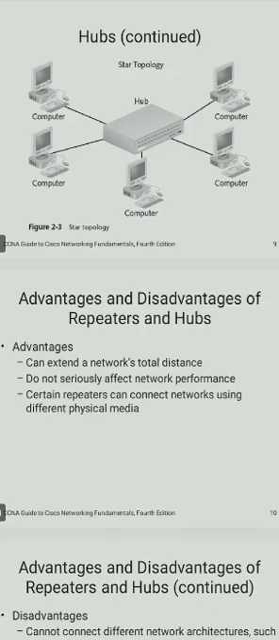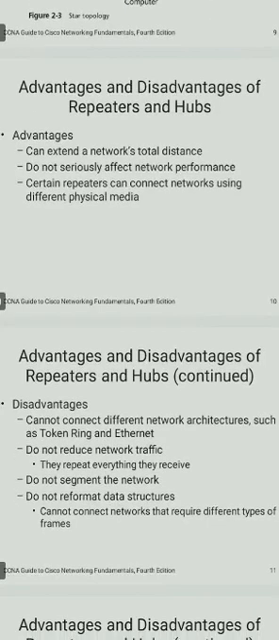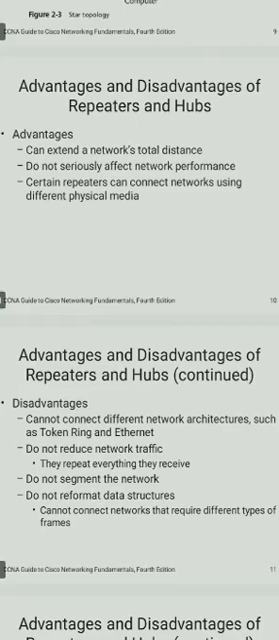Advantages and disadvantages of repeaters and hubs. First, we are going to talk about the advantages. It can extend a network's total distance. It does not seriously affect network performance. Certain repeaters can connect networks using different physical media.